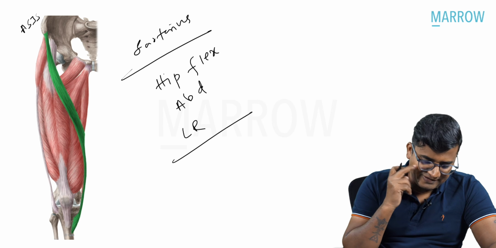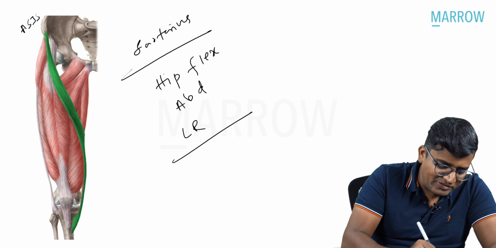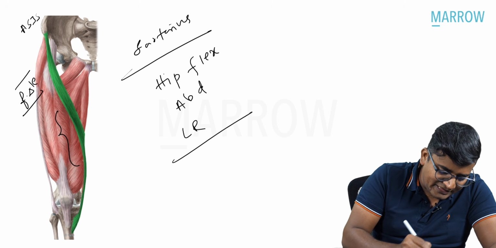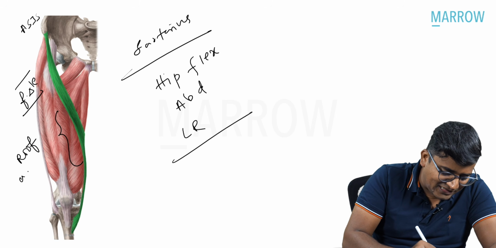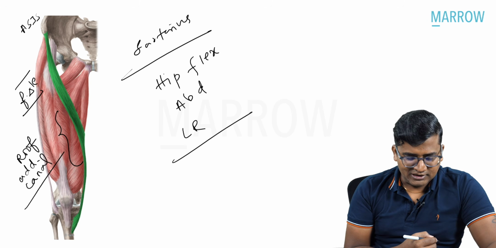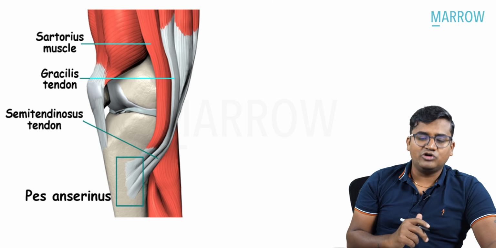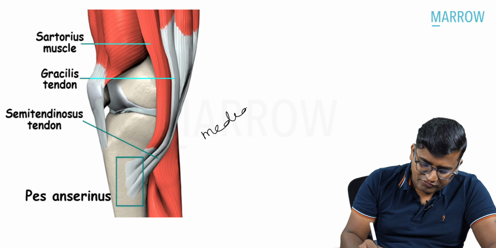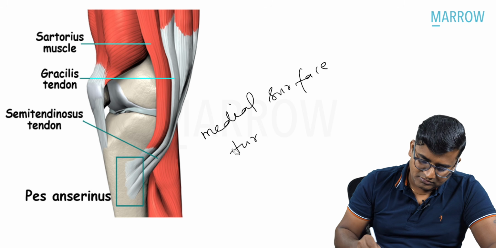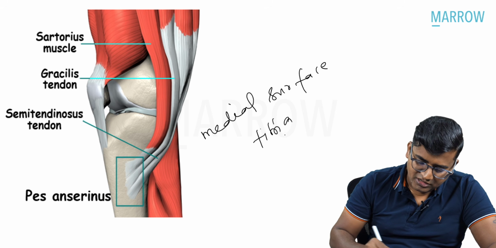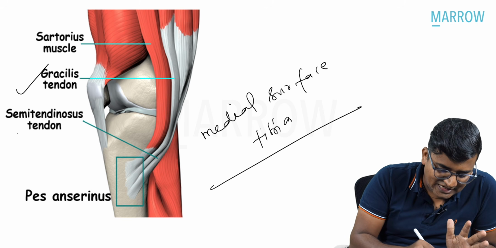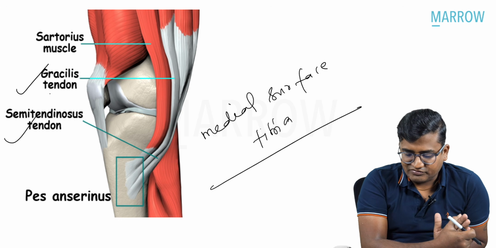Now sartorius muscle, after the origin, forms the lateral boundary for femoral triangle, and then it forms the roof of the adductor canal. I hope you know all these details. Now what's the attachment? The muscle goes on the medial side of the knee joint, attached to the medial surface of tibia. Sartorius muscle along with 2 more muscles. What are those? Gracilis and semitendinosus attached on the medial surface of tibia.